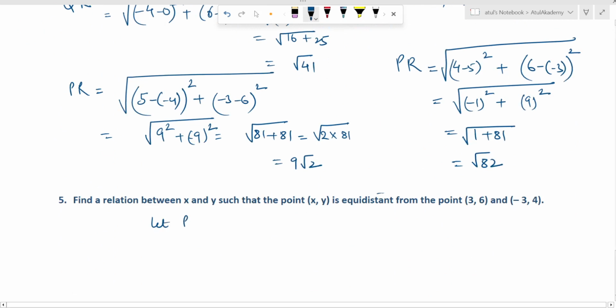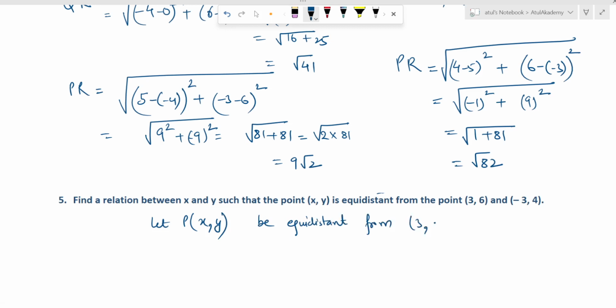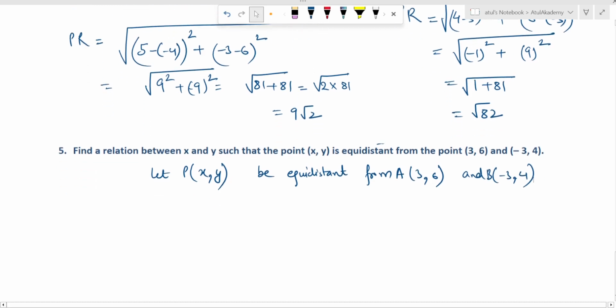So let the coordinates of P be (x, y), equidistant from (3, 6) and (-3, 4). Let's say this is A and this is B. I hope this equidistant point is clear to you all now. So as this is equidistant, PA will be equal to PB. Therefore PA square will be equal to PB square. When I have this, I'll use the distance formula.